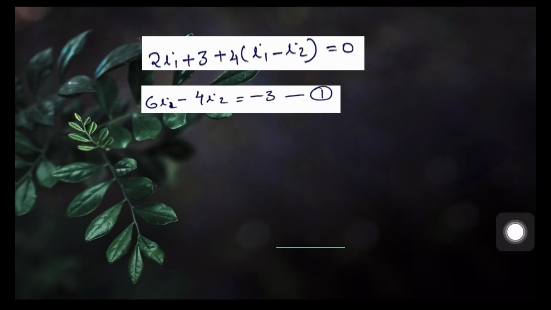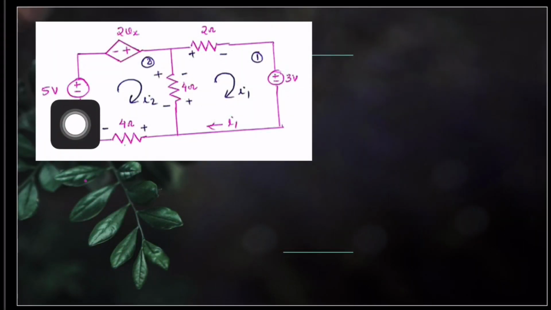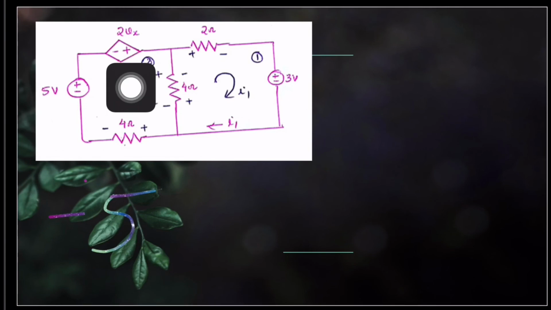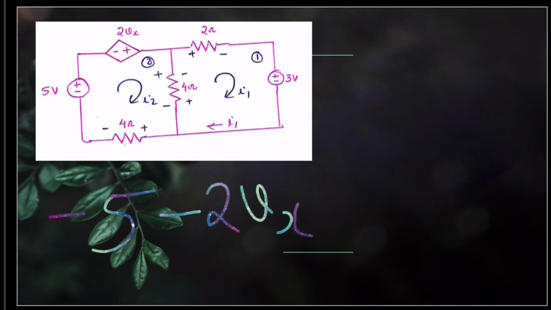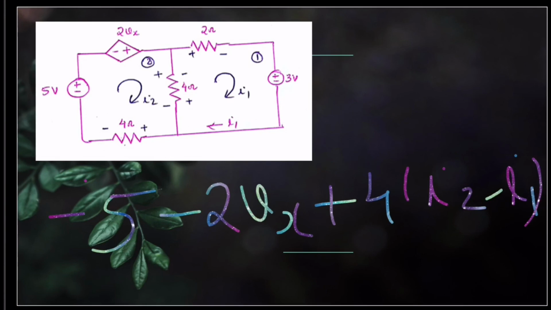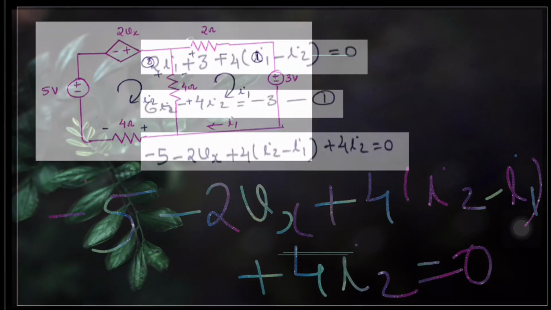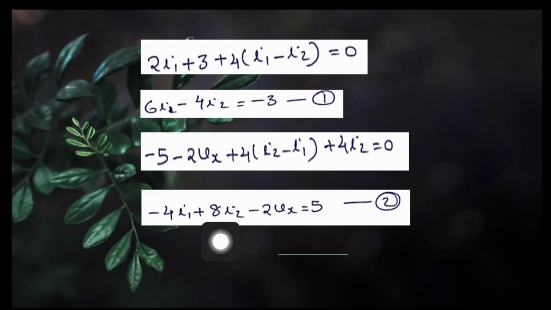Next, we are going to write the KVL equation in the second mesh. Starting at this point in clockwise direction, first we observe this 5 volt source with the polarity marked in the order minus plus. Hence, we can start our KVL equation with minus 5. Then this dependent source 2Vx with polarity marked in the order minus plus. Correspondingly, we add a term minus 2Vx to our KVL equation. After that, the voltage drop across this common resistor 4 ohm. Since we are writing KVL in the second mesh, the total current through this 4 ohm should be taken as I2 minus I1. Correspondingly, a voltage drop 4 into (I2 minus I1) is added to our KVL equation. Finally, the voltage drop across this 4 ohm, which is nothing but 4 into I2, that is equal to 0. It is written here. By rearranging it, we get minus 4I1 plus 8I2 minus 2Vx is equal to 5. That is labeled as equation number 2.